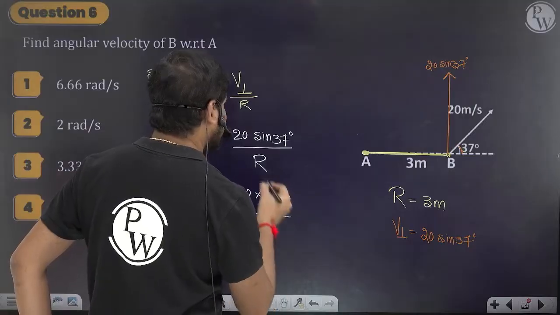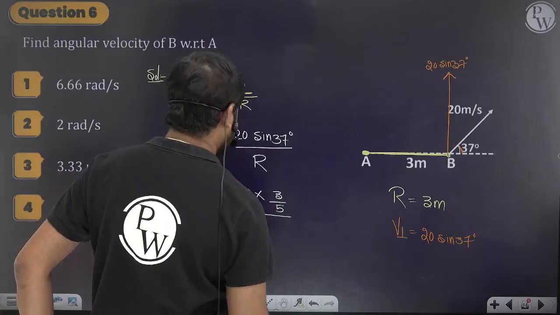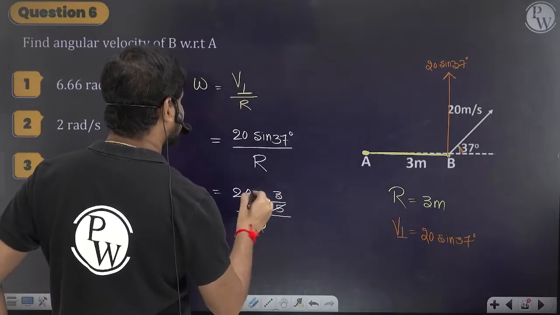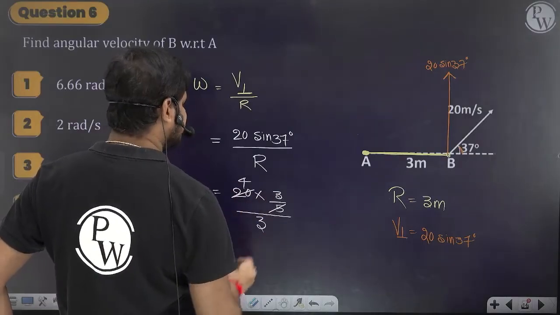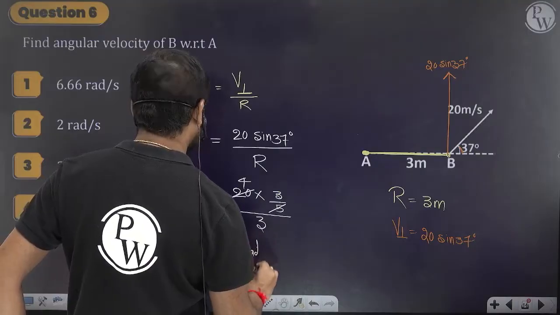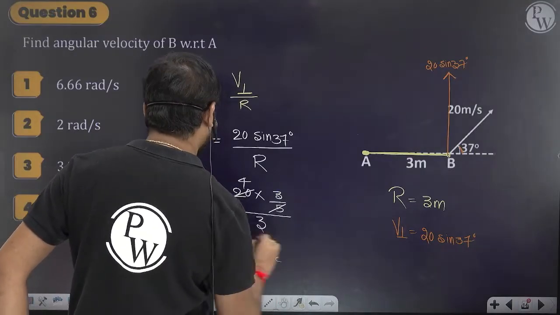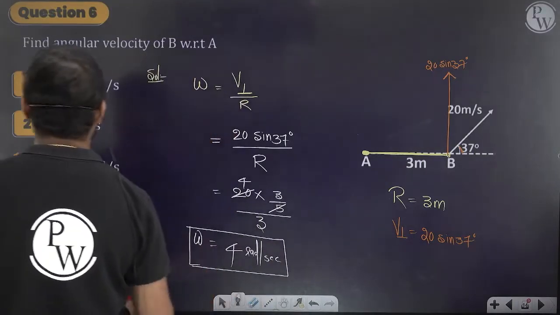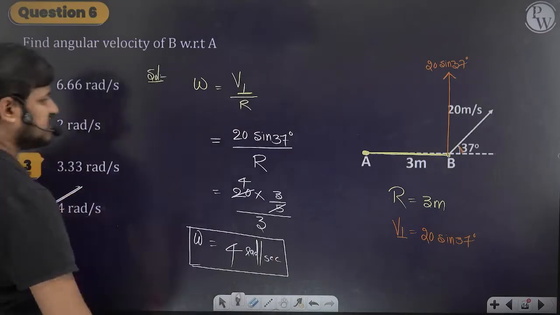By, so radius r is 3 again. So then I can cancel 5 ones are, 5 fours are, and then this 3 also will cancel. So the omega is 4 radian per second. So the omega is 4 radian per second is the correct answer. Clear guys? Option 4 is the correct one.